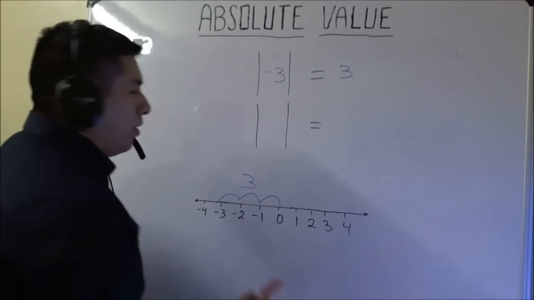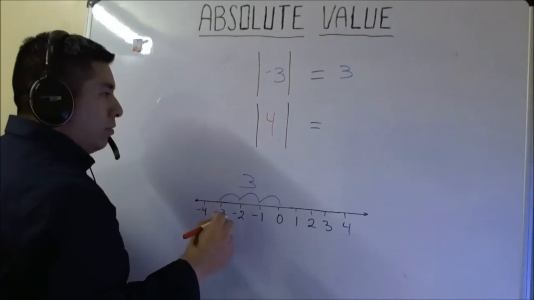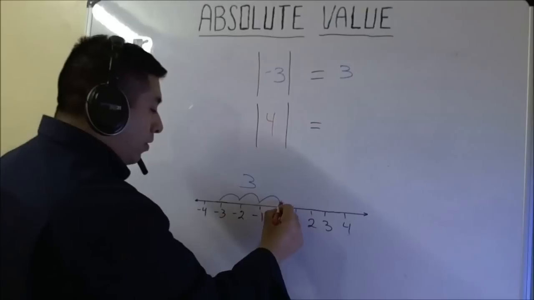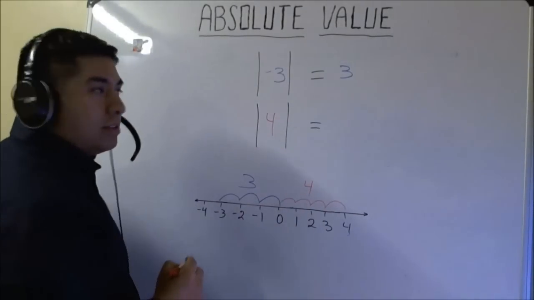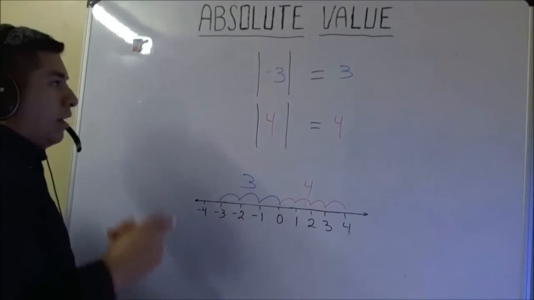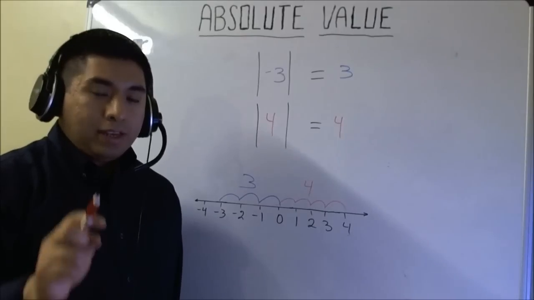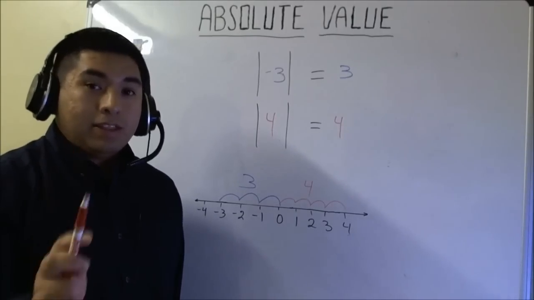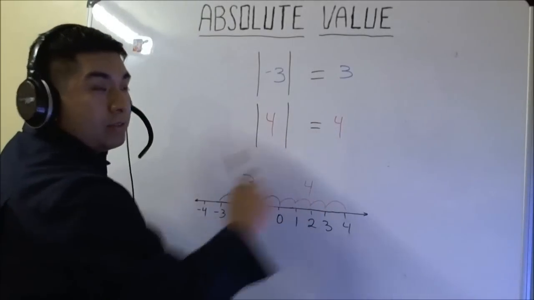Now, what is the absolute value of 4? Well, what's the distance between 0 and 4? 1, 2, 3, 4. 4 units. So, the answer is 4. Now, this is very interesting because if absolute value is distance and there's no such thing as a negative distance, then absolute value is always positive.